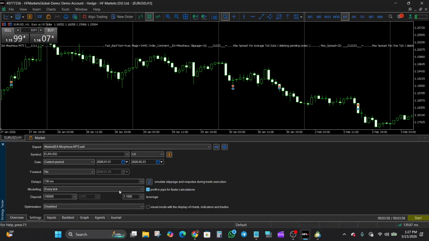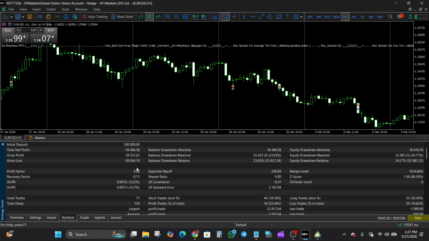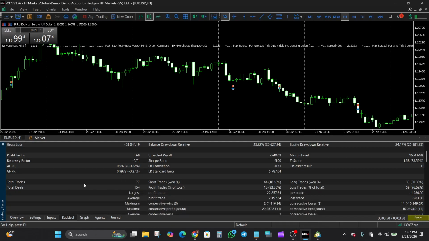Now let's look at the overall historical results. This is purely based on past data, so it's important not to treat this as a prediction of future performance. Results can vary depending on your broker, spread conditions, execution speed, risk settings, and optimization choices. From an initial deposit of 100,000, the total net profit was negative 18,486.58, with 77 total trades.